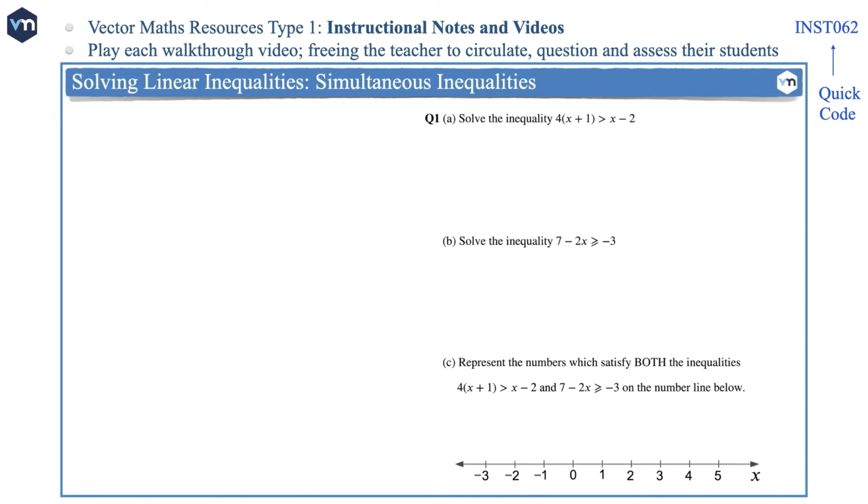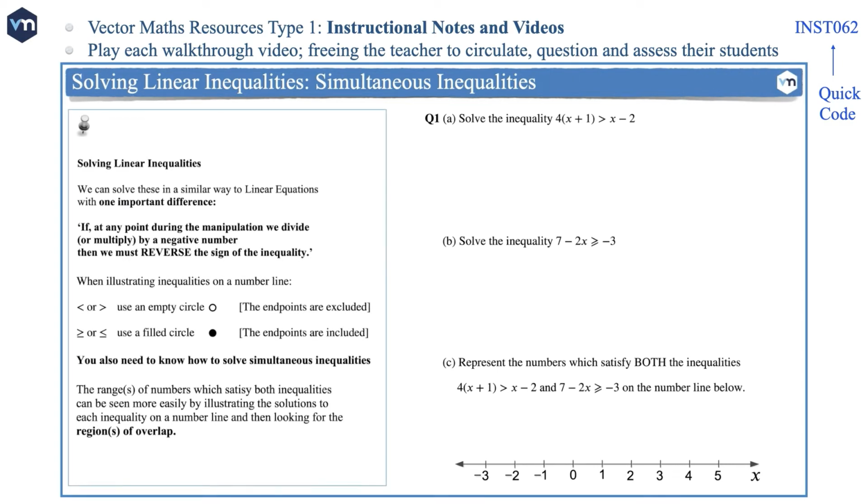You also need to know how to solve simultaneous inequalities. Now the range, or ranges of numbers which satisfy both inequalities, can be seen more easily by illustrating the solutions to each inequality on a number line and then looking for the region, or regions, of overlap.